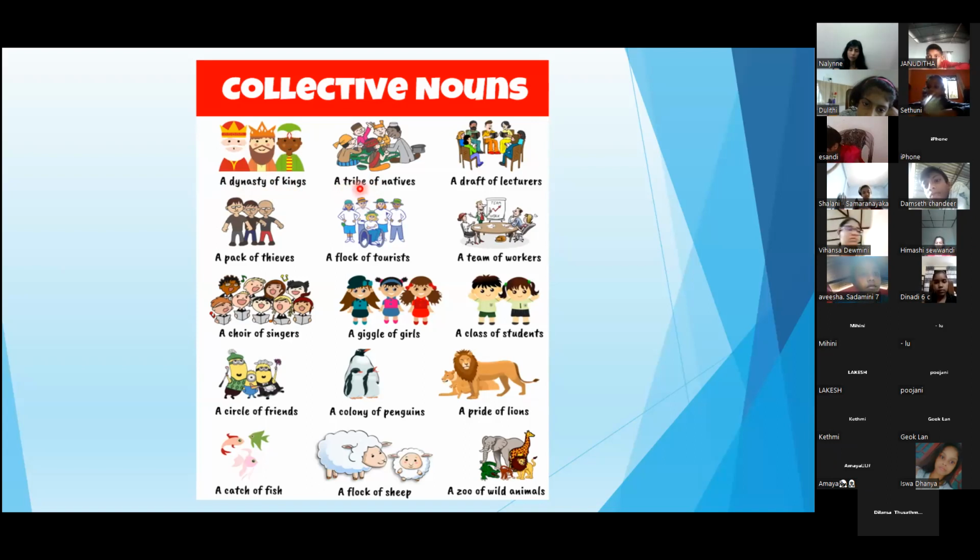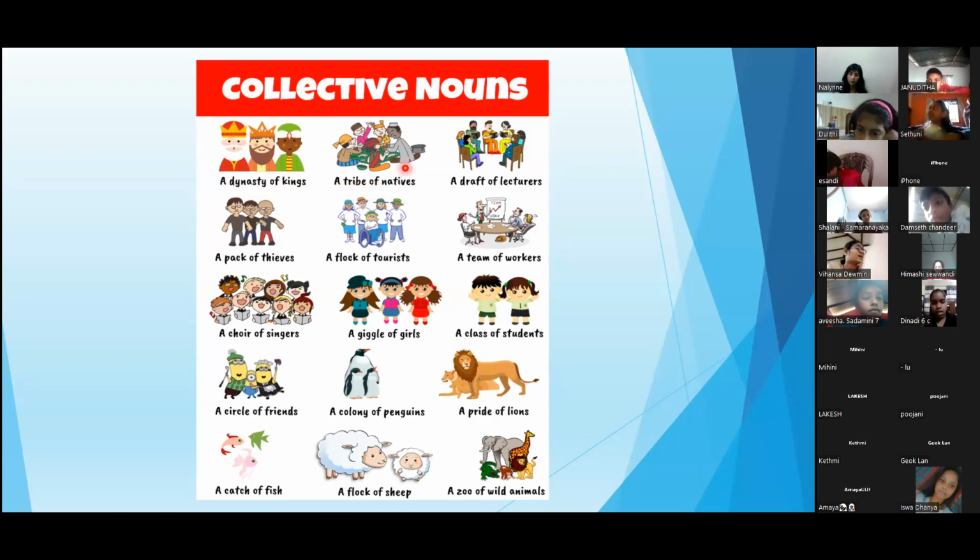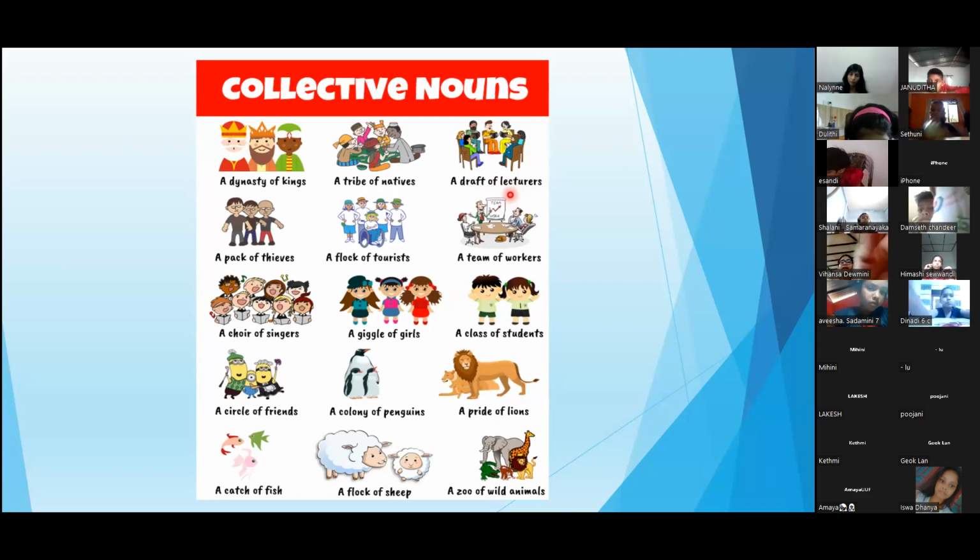Here, a tribe of natives. The natives are people who live in a village or in a group together. They have been there for a very long time. So when you put all of them together, like a group of villagers, they come together, you can also call them a tribe of natives. A draft of lecturers. Lecturers are people who teach in the university, right? And when they have a group of them, you don't just say a group of lecturers or just lecturers, you can say a draft of lecturers.